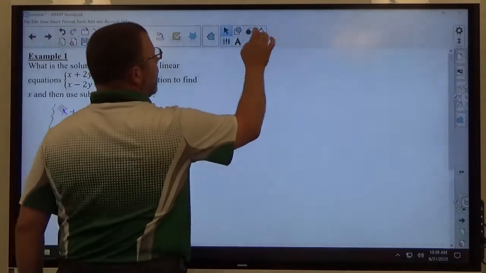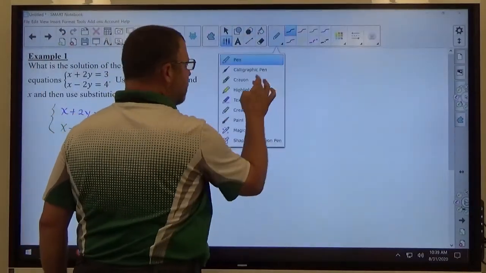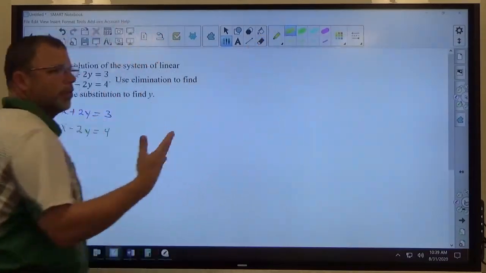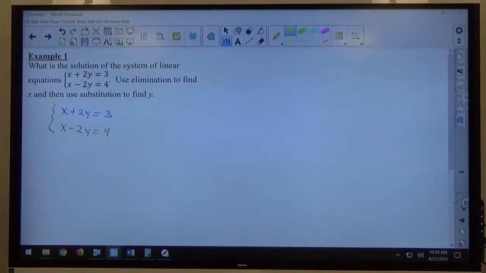Now, this does give us direction on how they want us to do it. Typically, it's a choice for you. Elimination is a technique, substitution is a technique. You can use either one anytime you want to use it. This is walking you through the easiest way to do it, because that's our hope, that we get the easiest way every time.